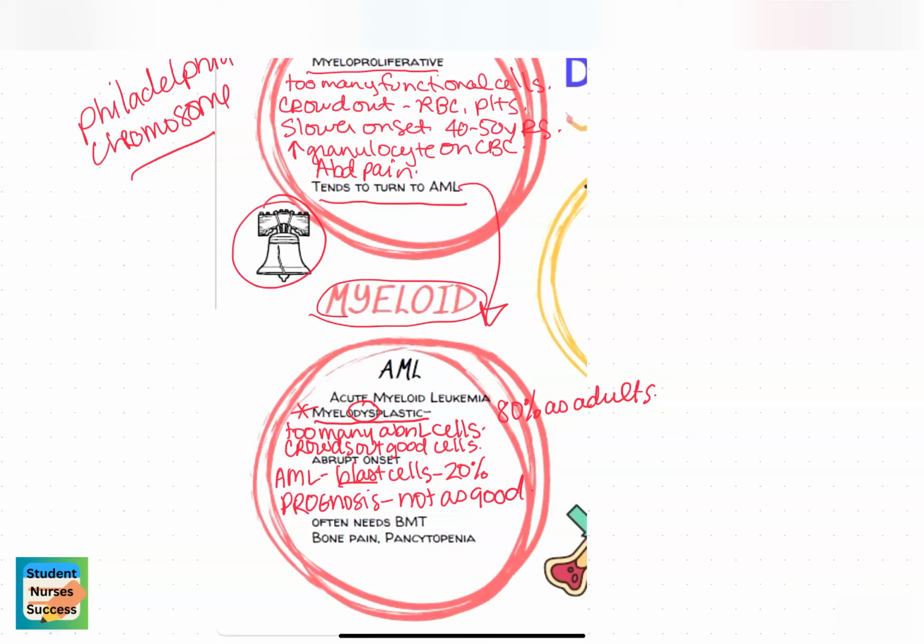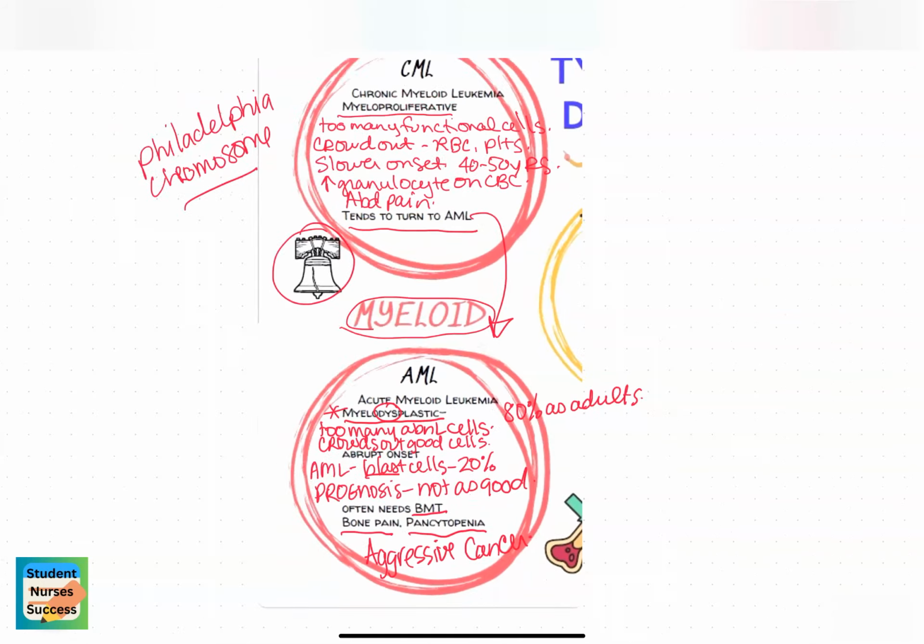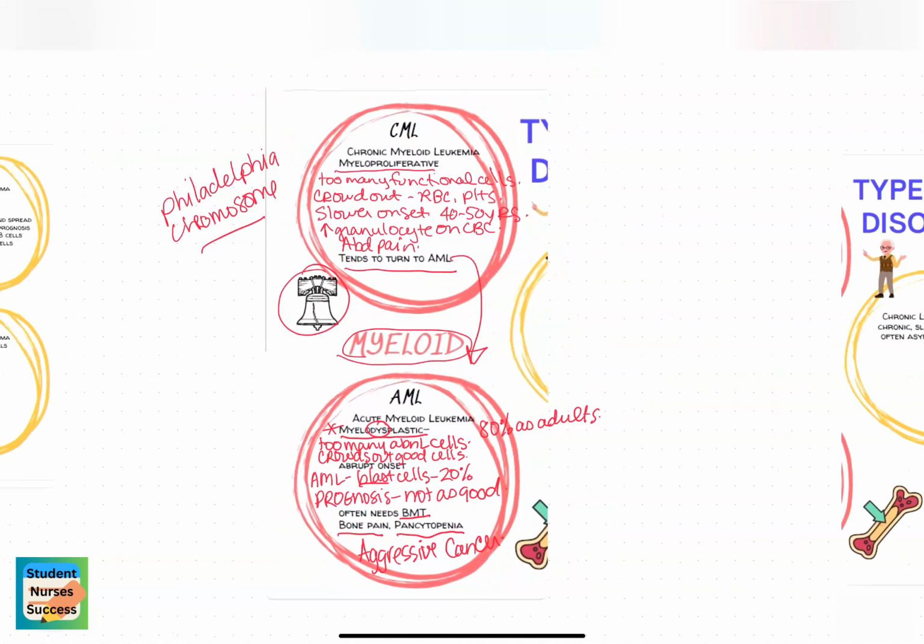And often the treatment for AML is a bone marrow transplant. It would not be an autologous, it would be an allogenic that is needed. Going into remission is much harder for AML, and so the treatment is usually a little bit more aggressive. The other symptoms that you'll see with AML are our pancytopenia that we talked about and bone pain. So it's a much more aggressive cancer. And those are our two myeloid disorders.